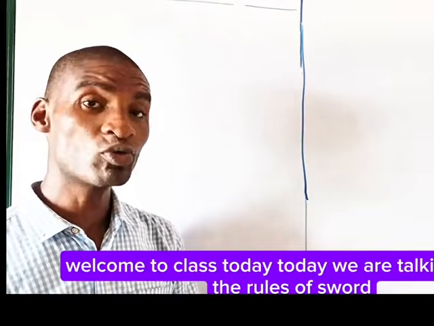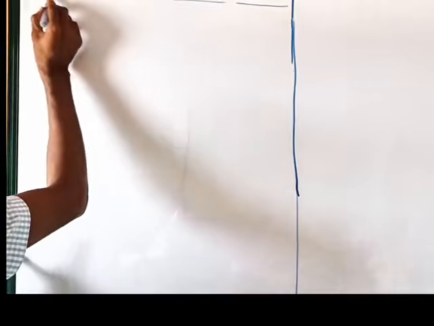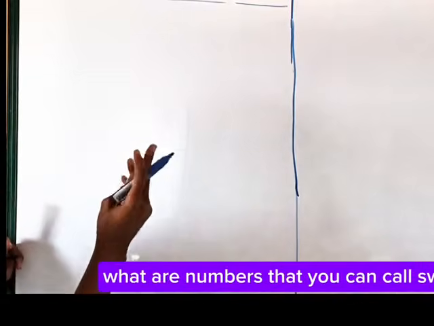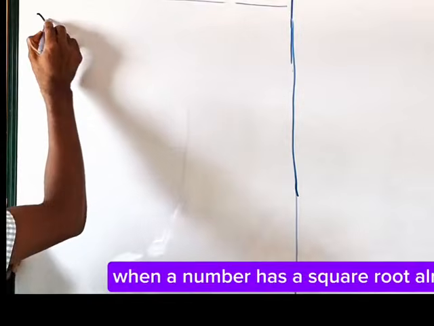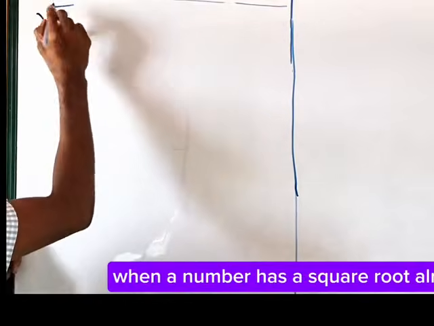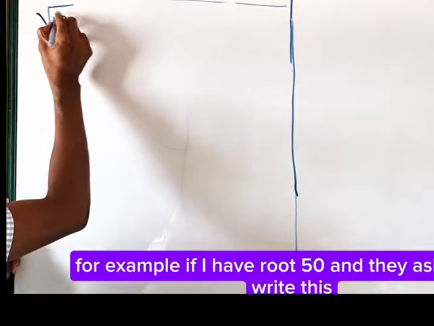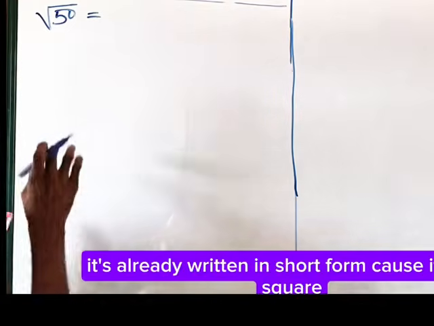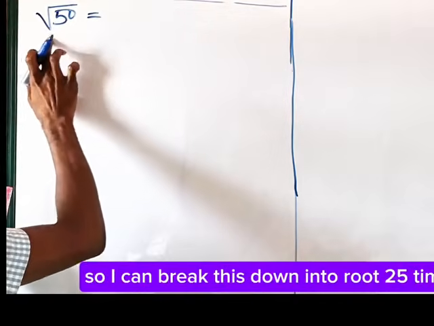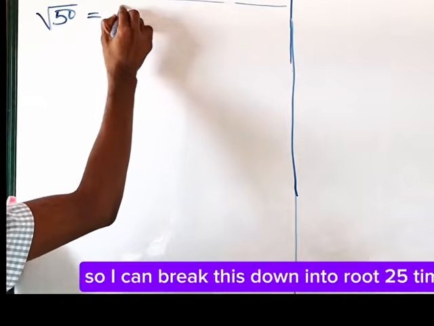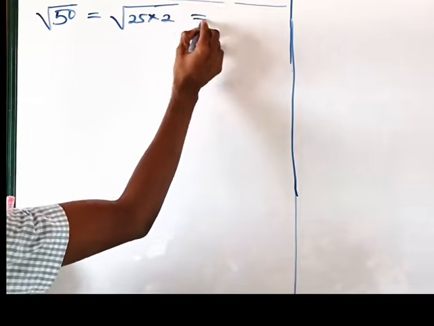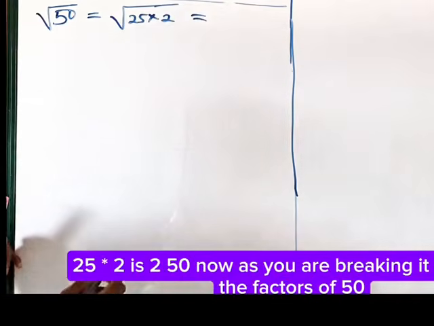Talking about the rules of surds. The first thing you need to know is what numbers you can call surds. When a number has a square root, for example, if I have root 50 and they ask you to write this, it's already written in surd form because it has a square root. So I can break this down into root 25 times 2. You know, 25 times 2 is still 50.